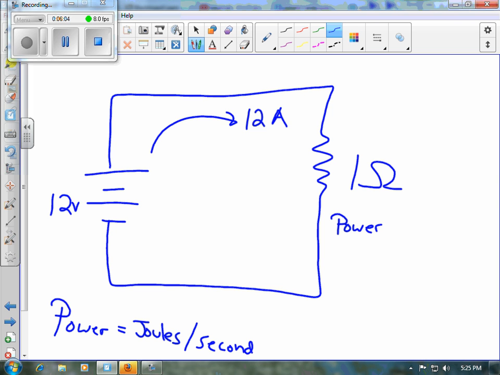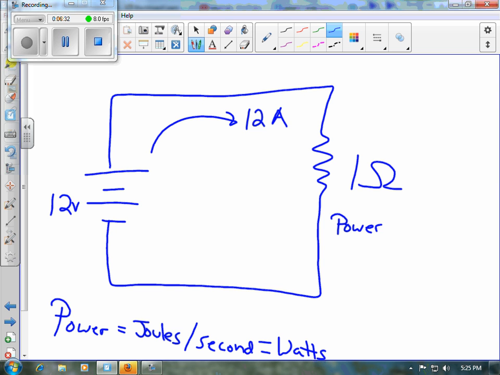So if it takes, let's say, 10 joules to raise a physics book from your table to holding it up a meter off the ground, and you'd be doing that every second, you'd be dissipating 10 watts. So a joule per second, the unit is watts.